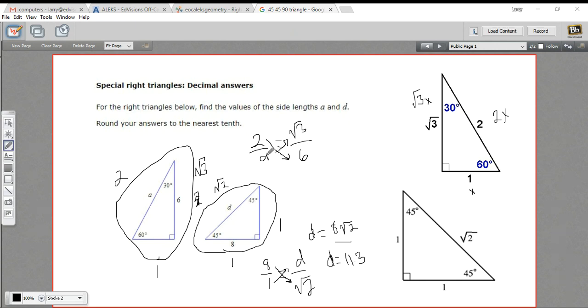So I get 2 times 6 is 12, and A times the square root of 3. And then to solve for A, I just need to divide by the square root of 3. So let me do that on my calculator. I'm going to take 12, press divide, type in a 3, hit the square root, and press equals. And I get 6.9. So A equals 6.9. So that is how to work with special right triangles.